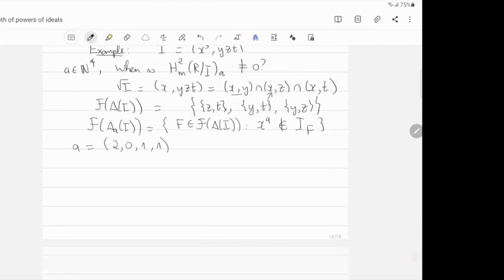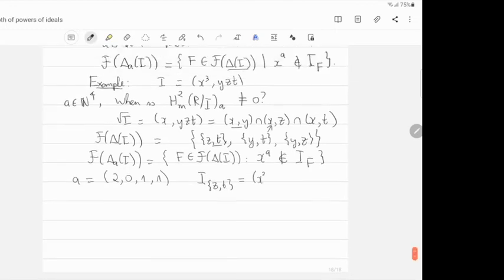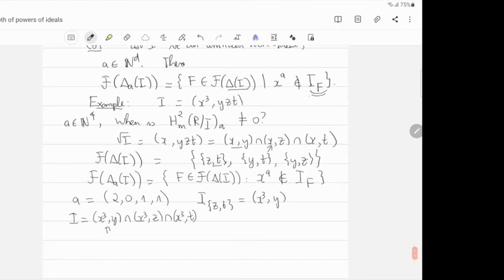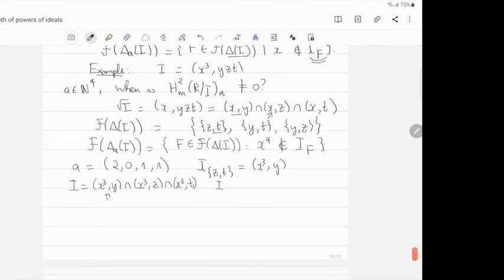you can compute, for example, I of this. What is I of this, right? The primary component of I for F equal to Z T is x cubed y, right? Because you have this primary decomposition for I. So Z is the primary component in the original ideal, not in the radical. Yes, in the original ideal. And similarly, I of YT is QZ, and I of YZ is QT, right?